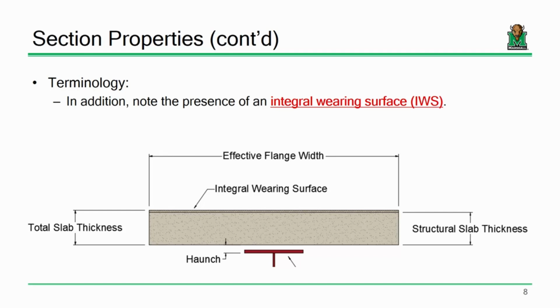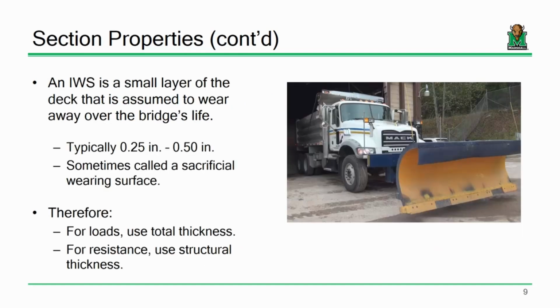I want to talk a little bit now about this concept of an integral wearing surface, because if you notice, I've got 2 slab thicknesses. I've got a total slab thickness and a structural slab thickness. The difference is that the structural slab thickness is a tad thinner, and it's a tad thinner by this integral wearing surface. The reason for including this is over time we tend to assume that a small little layer of that concrete deck is going to go away.